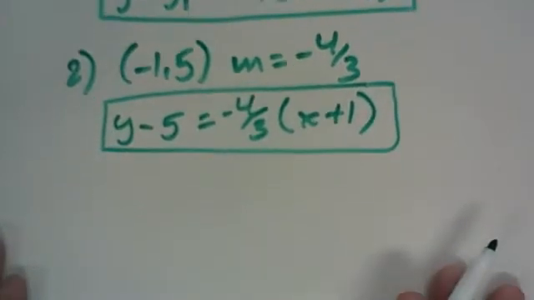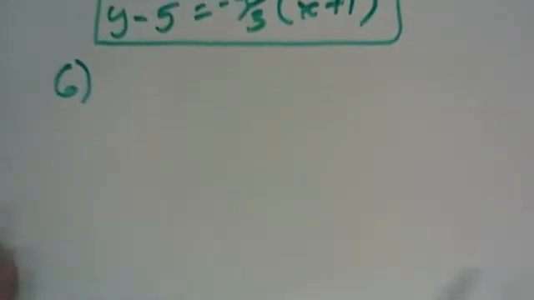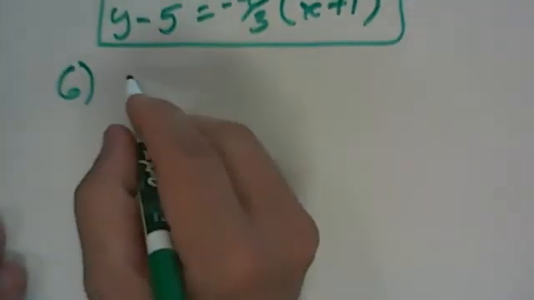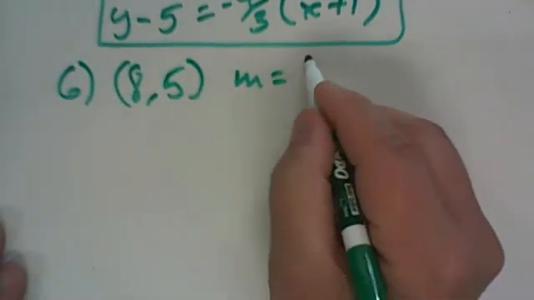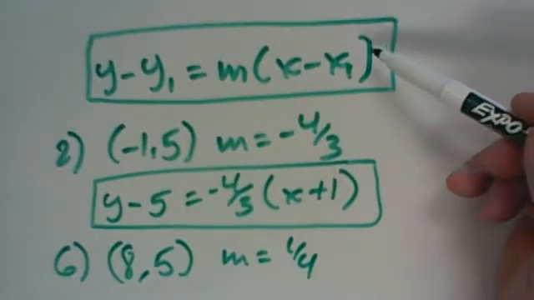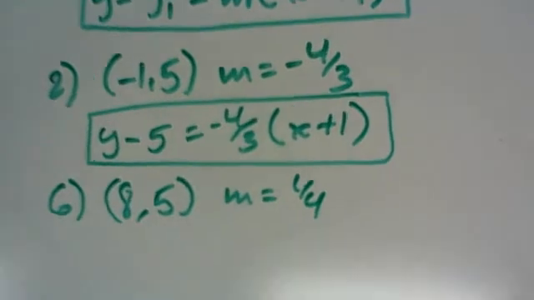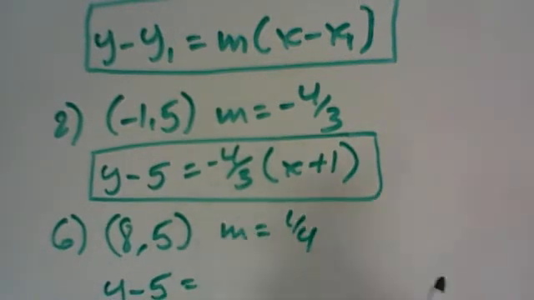Let's take a look at a problem in the second set. If we start with number 6, here we want to write an equation in slope-intercept form. But this time it goes to the point 8, 5, and the slope is 1/4. We're going to start the same way we started number 2 with our point-slope formula. And to do that, we're going to go y minus y1, which in this case is 5, equals the slope, which is 1/4, times x minus x1, which in this case is 8.